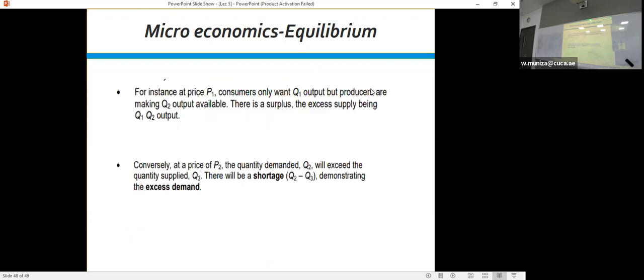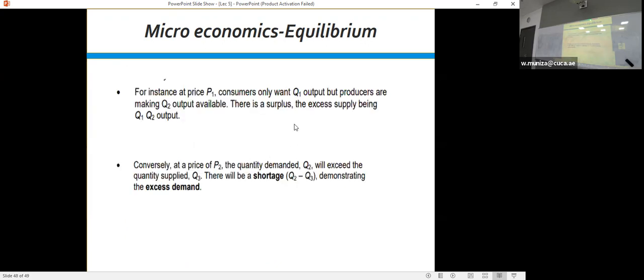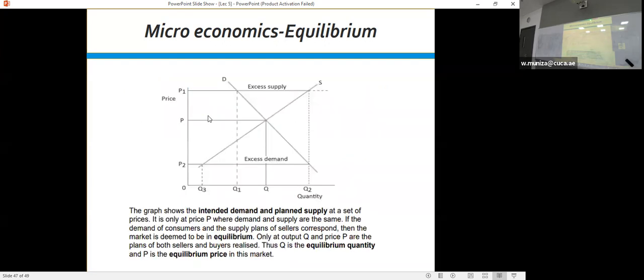But producers are making Q2 output available. The output which is made available by the suppliers is Q2. Clear? For instance, at the price P1, consumers only want Q1 output, but producers are making Q2 output available. There is a surplus, the excess supply being Q1 to Q2 output.